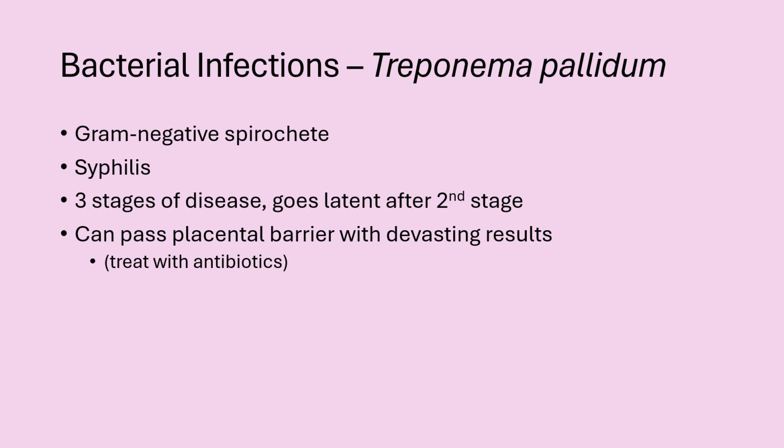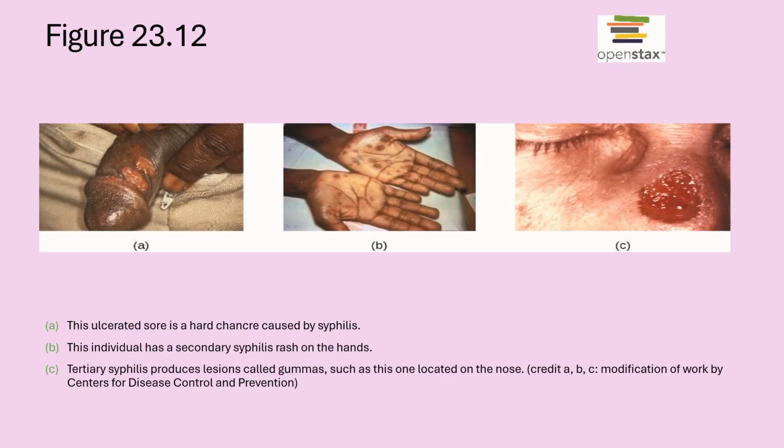Treponema pallidum, this is also gram-negative. It is also a spirochete. It is the causative agent of syphilis. Syphilis is divided into 3 different stages. Typically, you go through stage 1, then stage 2, and then it goes latent. One of the problems with syphilis is that it can cross the placental barrier and have devastating effects on the developing fetus. You can treat it with antibiotics.